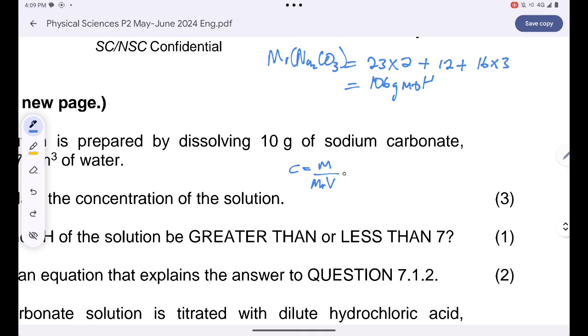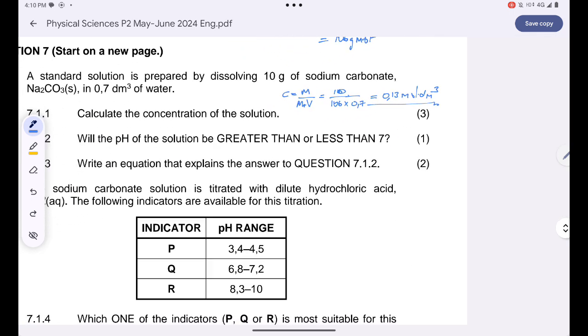So for us to find the concentration, we'll simply find our mass. Actually, we're given the mass. That's 10 grams over 106 multiplied by the volume, which is 0.7. So this will basically give me the concentration. That's 10 divided by 106 multiplied by 0.7. So this will simply give me 0.13 mole per cubic decimeter. So that's the concentration of my solution.